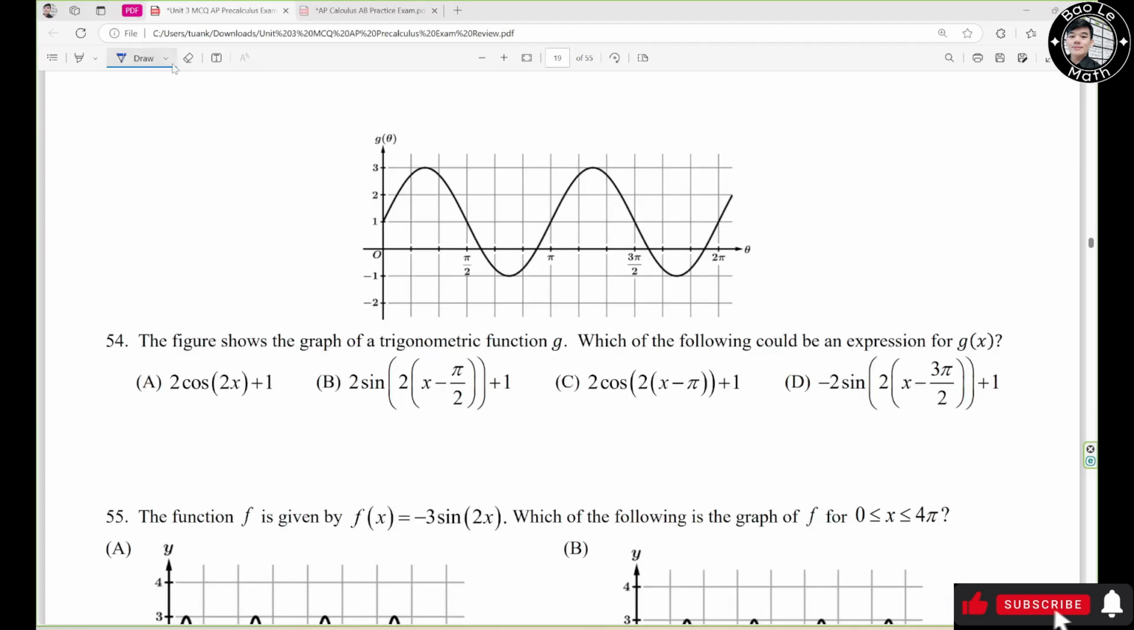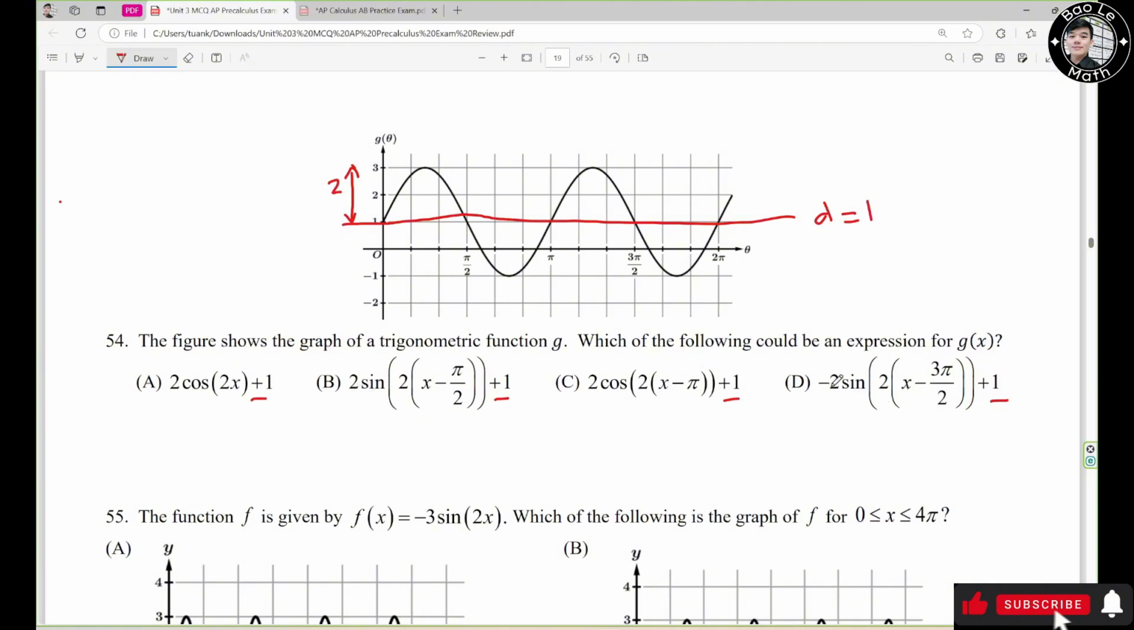Now let's move on to question 54. Alright, we look at our answer choice right here. We see that the midline is 1, right? So we just draw the midline, D equals 1. The amplitude is 2, right? It's going to be from the midline to the maximum, so 2. So you look at this one, they all have 2, right?